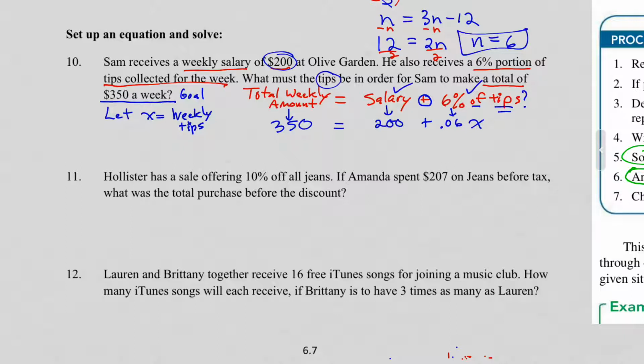Okay, so now we've set up our equation, then we just go ahead and solve it. So we're going to subtract 200 from both sides. Gives us 150. Divide both sides by 0.06. And we get x equals whatever this amount is. So we put that in our calculator and we get the number 2,500.